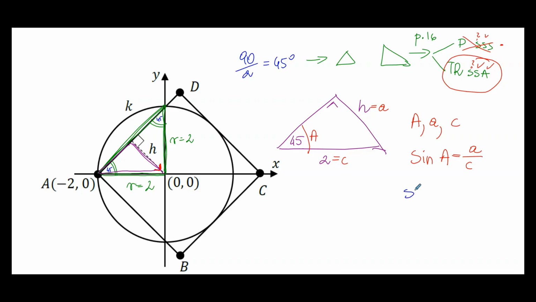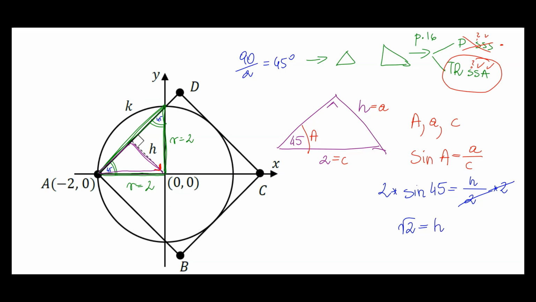Let's replace those letters with numbers. So sin of 45 will equal a, which is h, divided by c, which is 2. We multiply both sides by 2, so h will equal 2 sin of 45. We put that in the calculator, press equal, and we know it's the square root of 2.